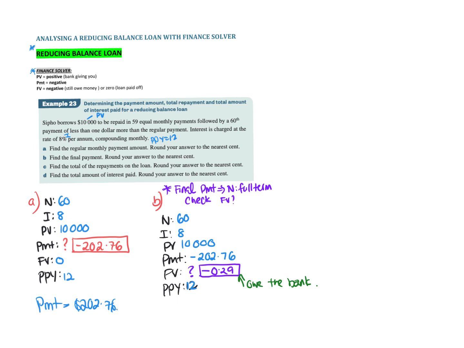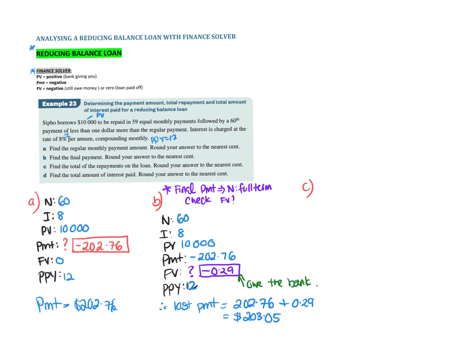So we're going to say, therefore, the last payment will be his regular one, 202.76, plus the 29 cents he still owes, because the bank doesn't want to keep that loan open for 29 cents. So he'll pay $203.05 in his last payment. Okay?